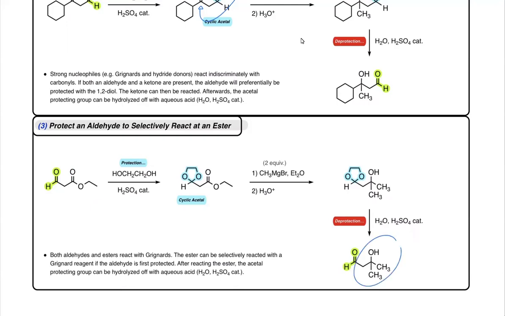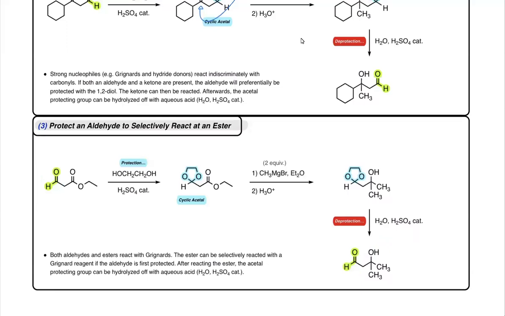Now, to generate that tertiary alcohol, we would have to react the ester with the Grignard reagent. Again, if we were to just throw in the Grignard reagent right away, it could probably attack both, but it would probably attack the aldehyde preferentially, given that it's more reactive than the ester. And so if we want to generate the Grignard addition product from the ester but preserve the aldehyde, we need to protect the aldehyde first. The aldehyde is more reactive than the ester.